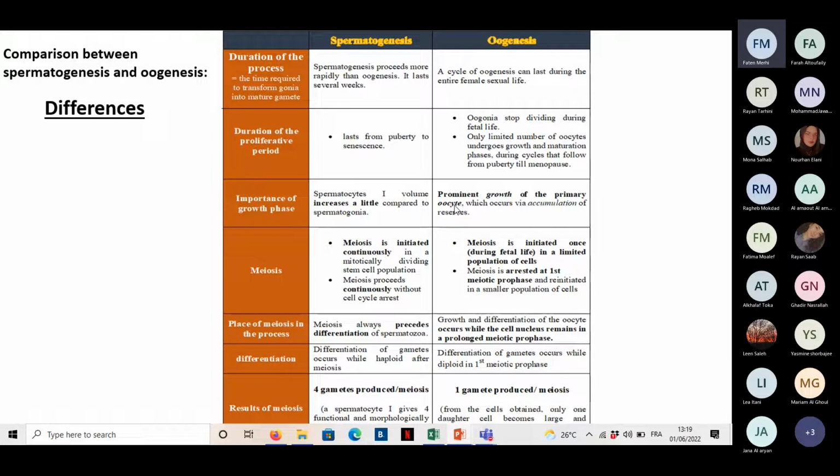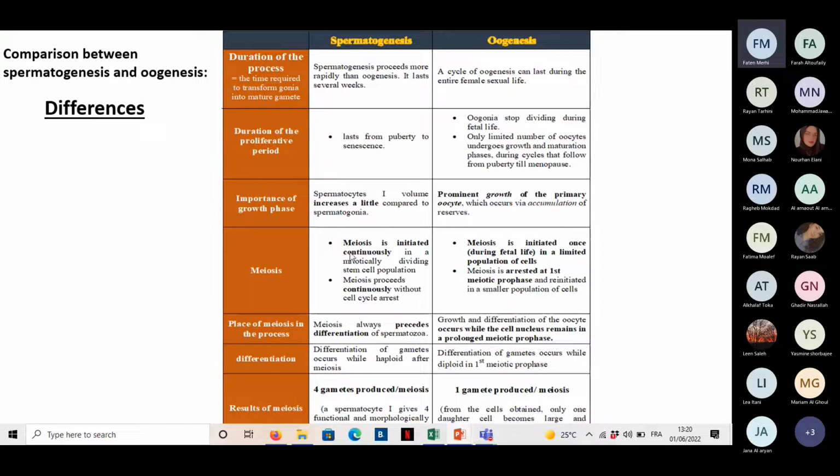The primary oocytes will increase more consequently in size, because they will accumulate reserves. They will increase the number of reserves inside the cytoplasm. The meiosis in spermatogenesis is initiated continuously in males in a mitotically dividing stem cell population.